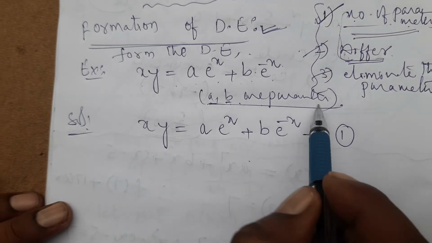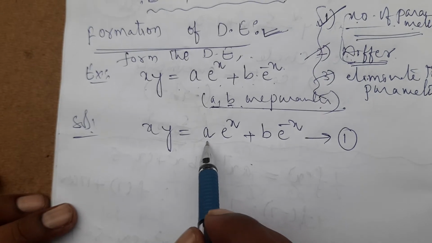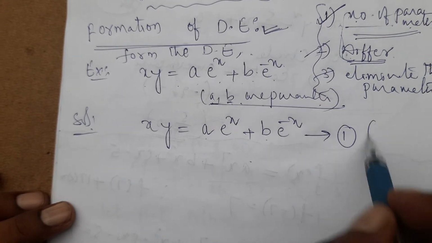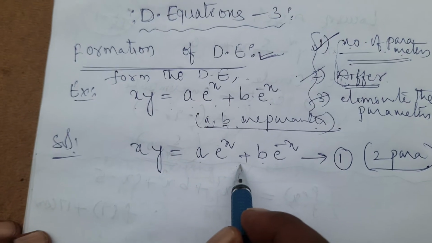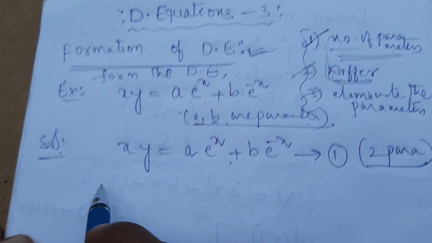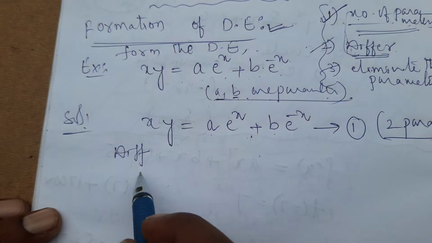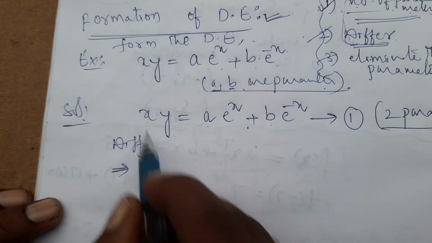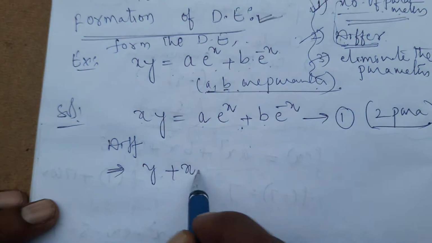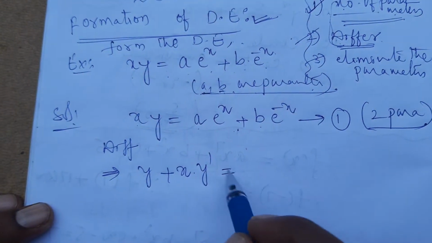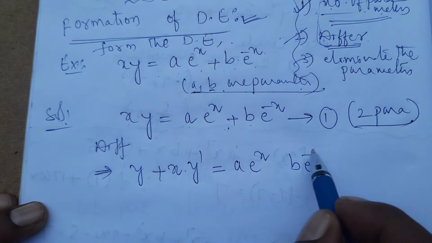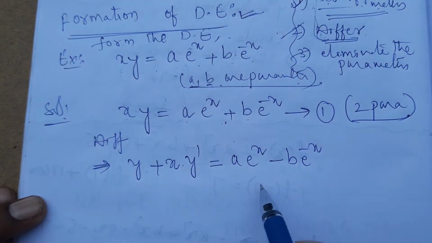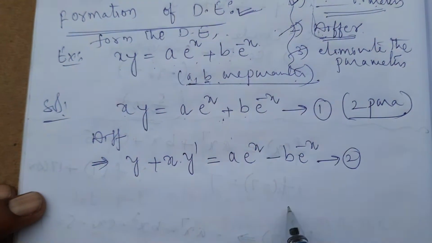So a, b parameters means how many parameters are there? This is one parameter, this is the second parameter. So here two parameters are there. So we have to differentiate this equation two times and eliminate a, b. First, differentiate the equation. What do I get? x times the derivative of 1, so y plus x into y dash equals a e^x plus b e^(-x) into minus 1, so minus. This is the second equation.